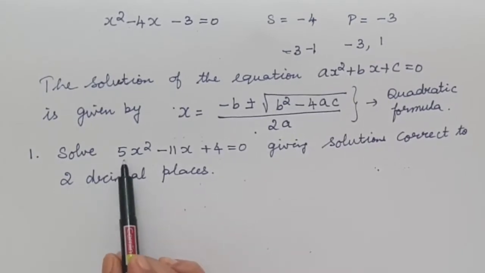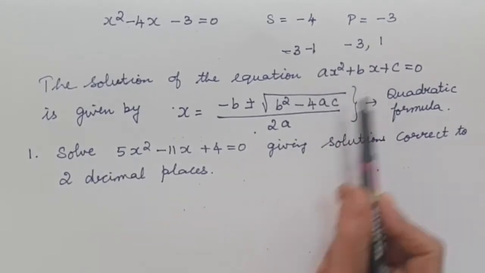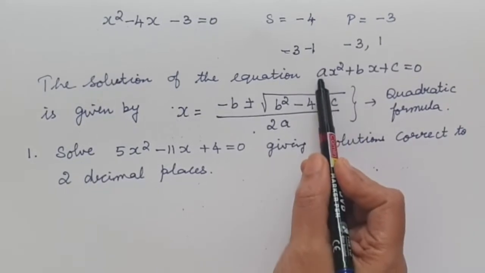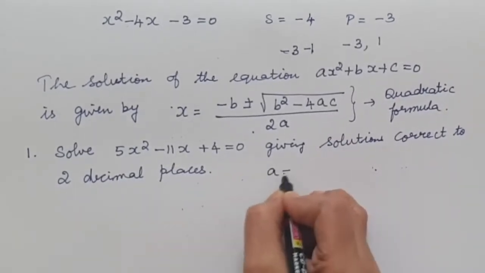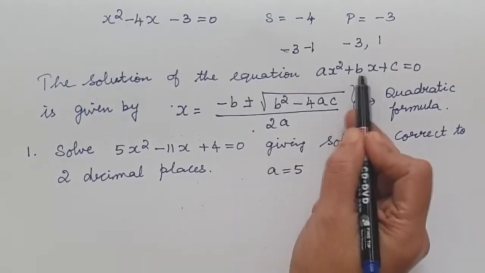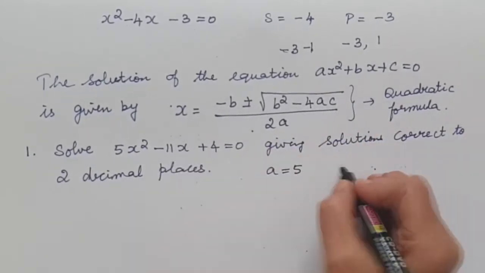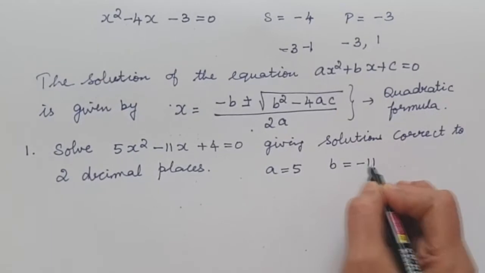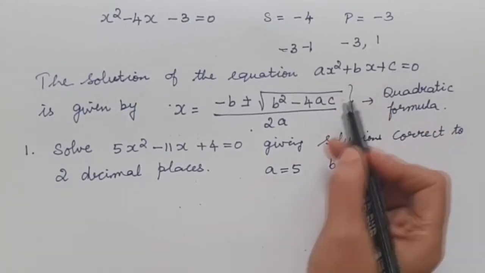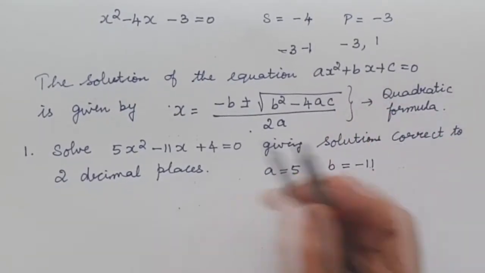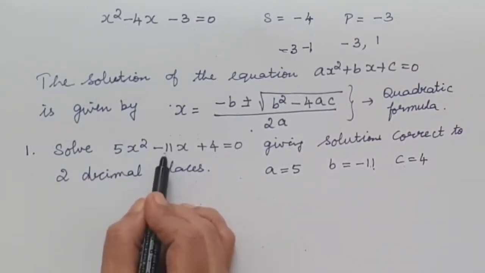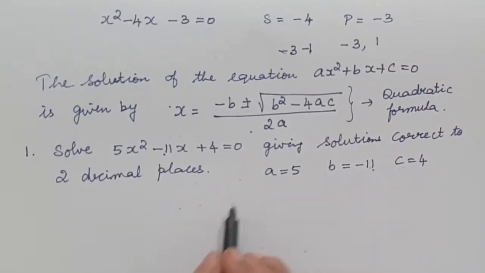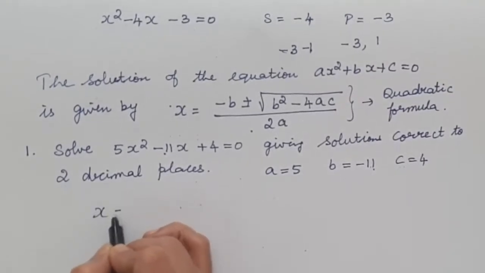Now when we compare this equation with ax squared plus bx plus c, the term before x squared is a. So our a is 5. The term before x is b, so our b is equal to negative 11. The term without an x is c, so our c is 4. So the first number is a, the second number is b, and the third number is c. Now we are going to apply it in the formula.